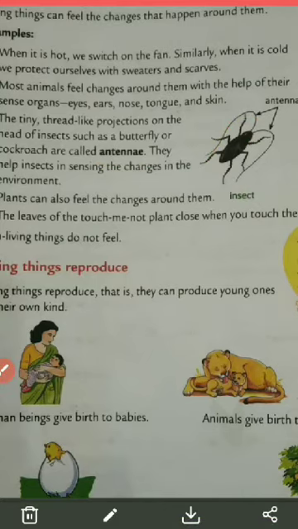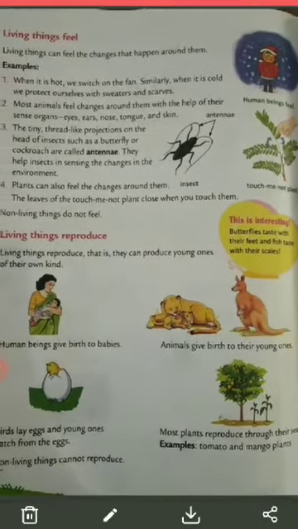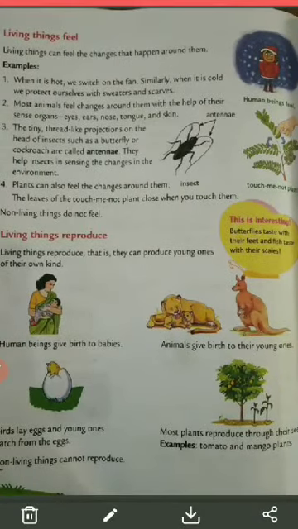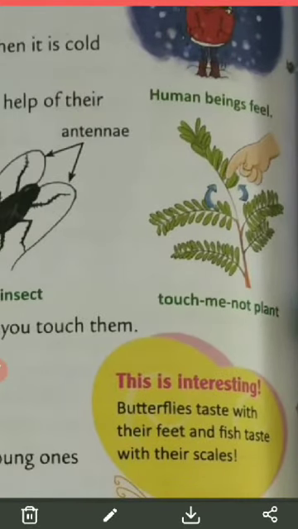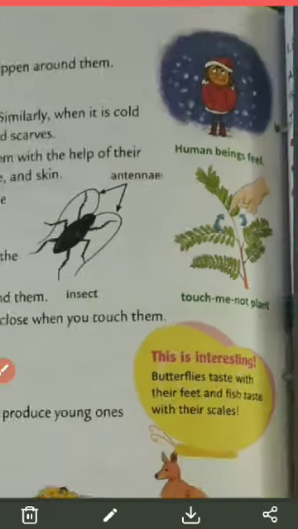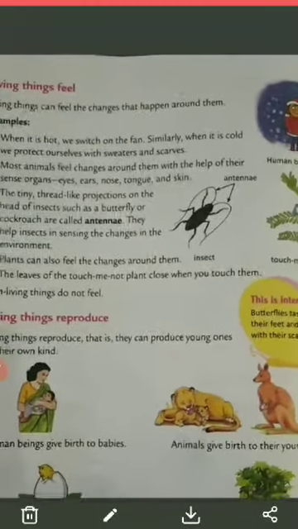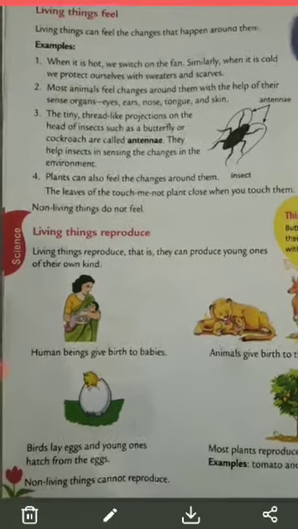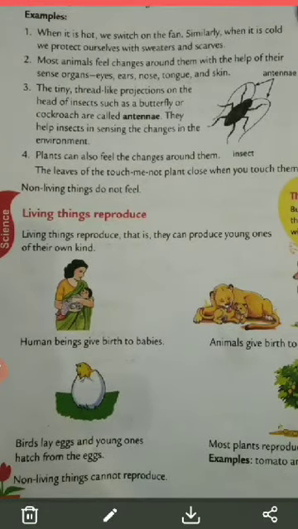Plants also feel the changes around them. The leaves of the touch-me-not plant close when you touch them. Look at the picture. The leaves of the touch-me-not plant here are all open like this. But when you touch them with your finger, they close. So plants also feel the changes around them. But non-living things do not feel.